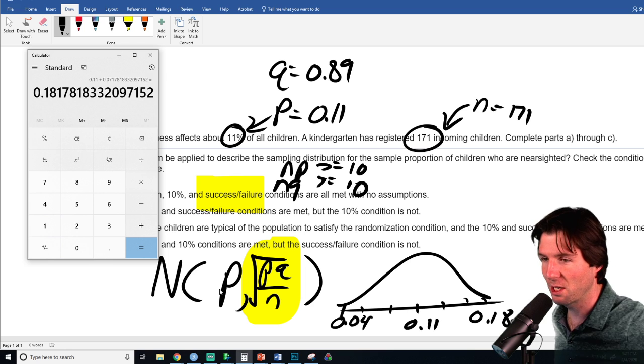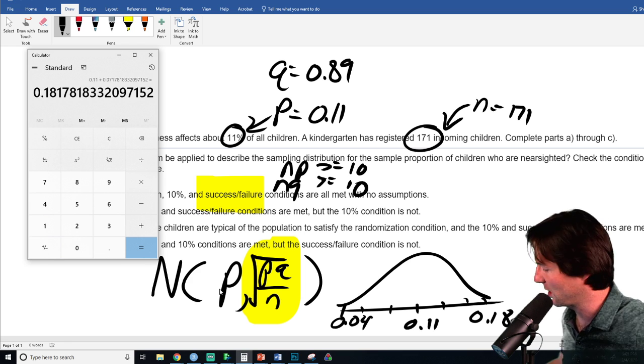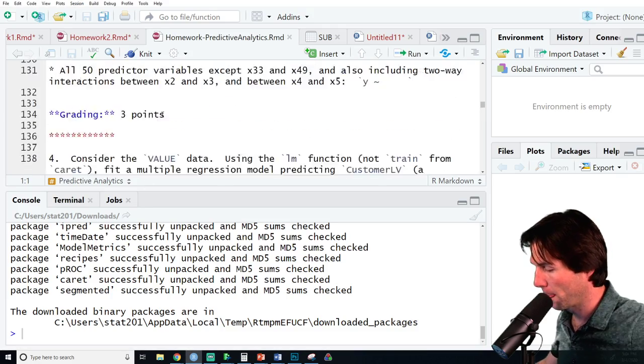I love seeing these answers in the chat. So hopefully that helps out with finding the right graphic right there. And then these are the percentages we would expect out of 171 kindergartners to be nearsighted. Amazing work.